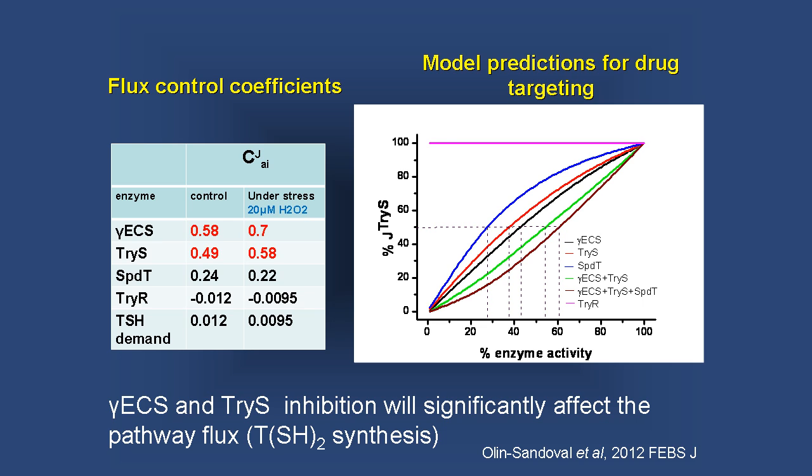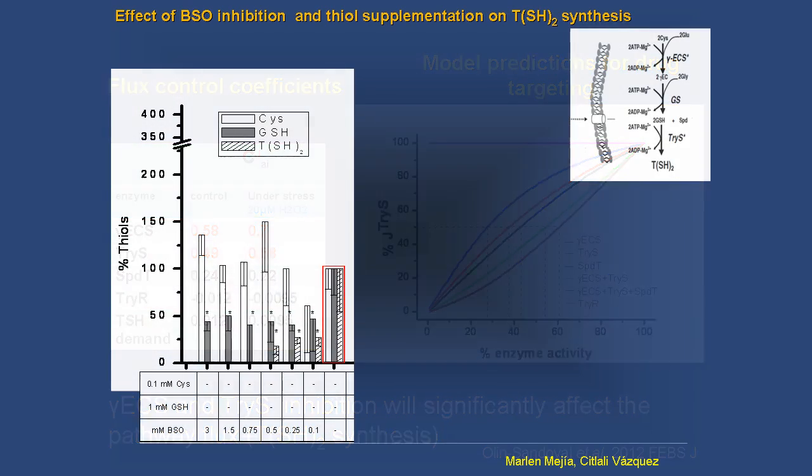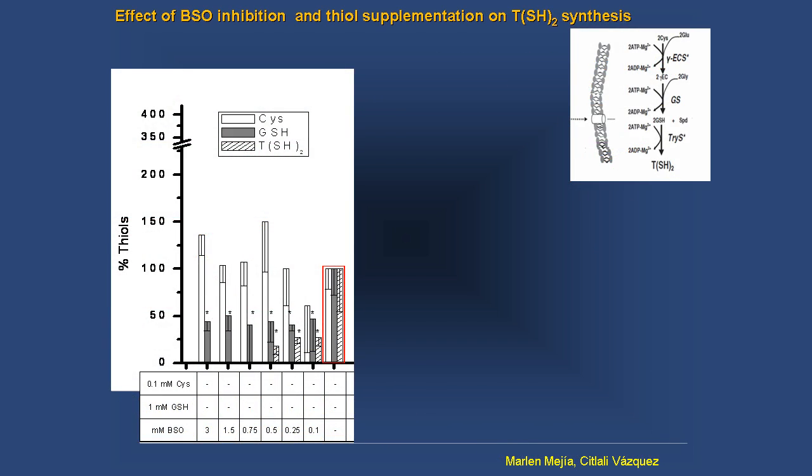So in order to validate these model predictions, we performed some experiments using the inhibitor buthionine sulfoximine, BSO, which is an inhibitor of gamma-ECS. And as you can see, I determined the changes in the thiol pools in the parasites. By increasing the concentration of the inhibitor, you can see a drastic diminution in the glutathione and the trypanothione pools.